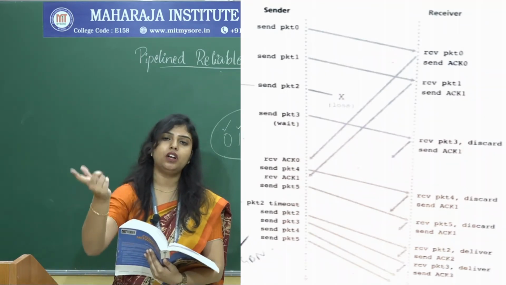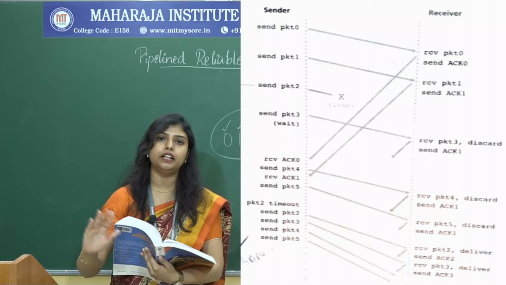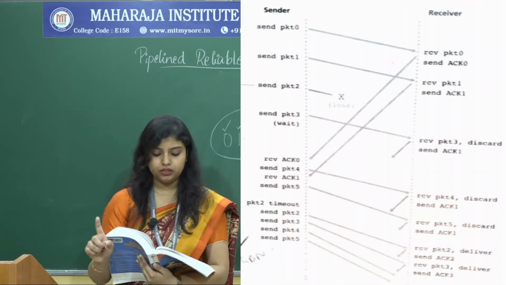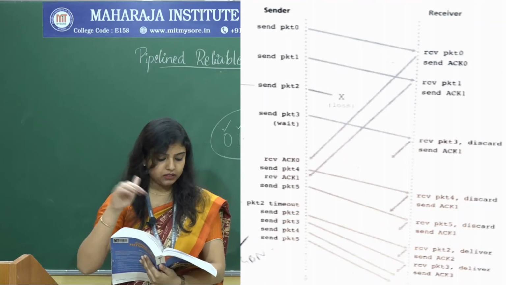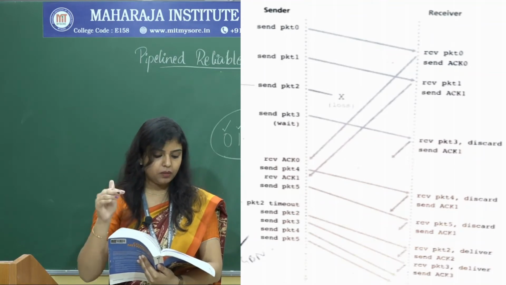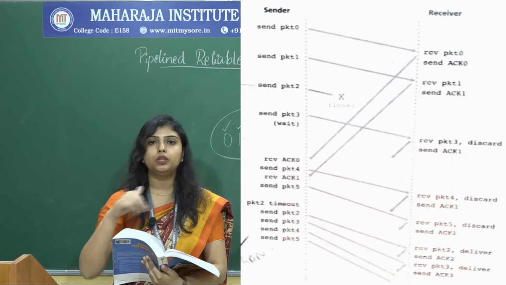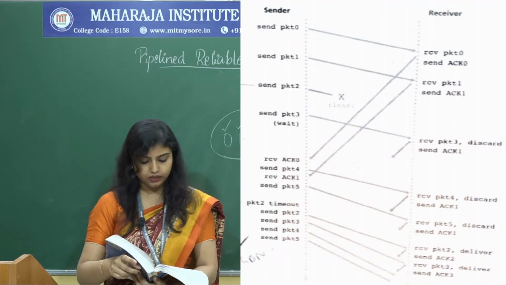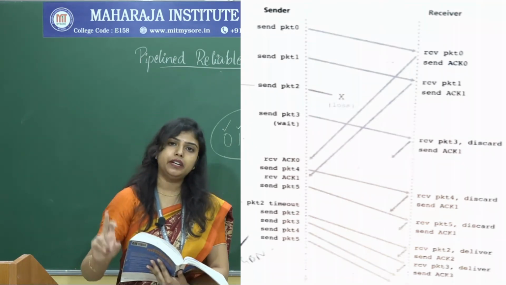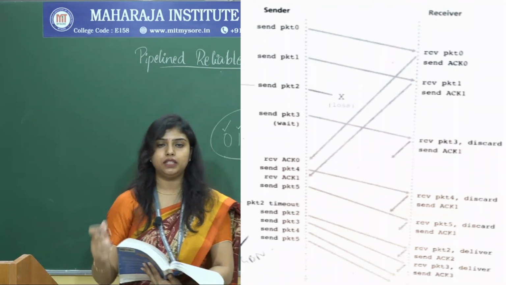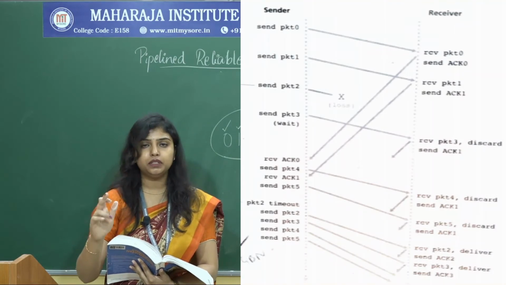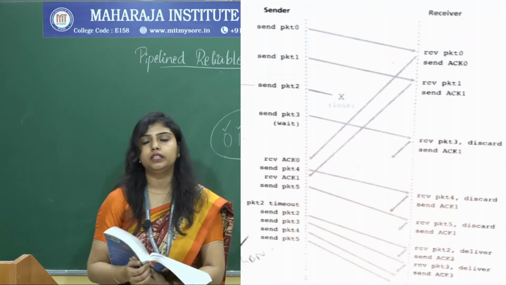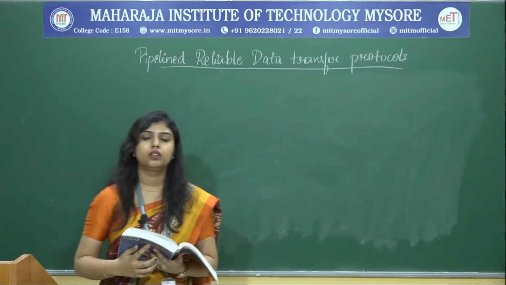It is only sending the previous acknowledgement. It is discarding packet 3, and it is not sending the acknowledgement for packet 3. While the sender is waiting, the packet 2 timeout occurs. When the packet 2 timeout occurs, what will it do? It will retransmit the whole sequence to the receiver. That is what they have shown in the diagram.